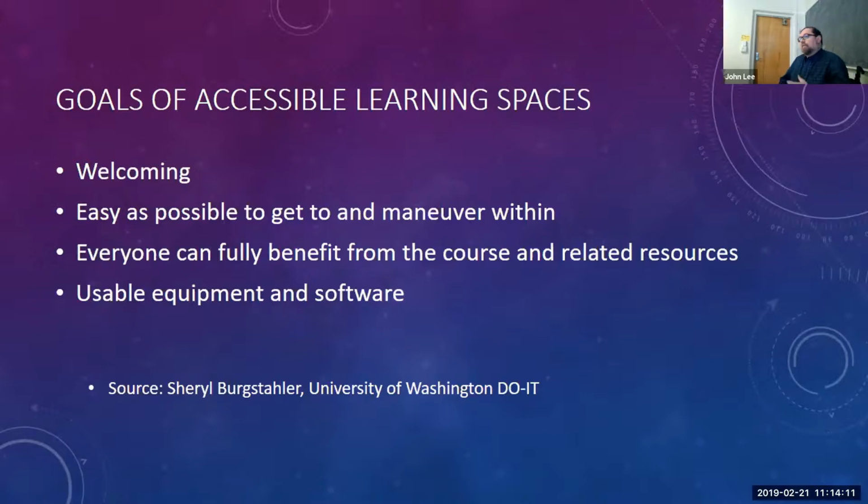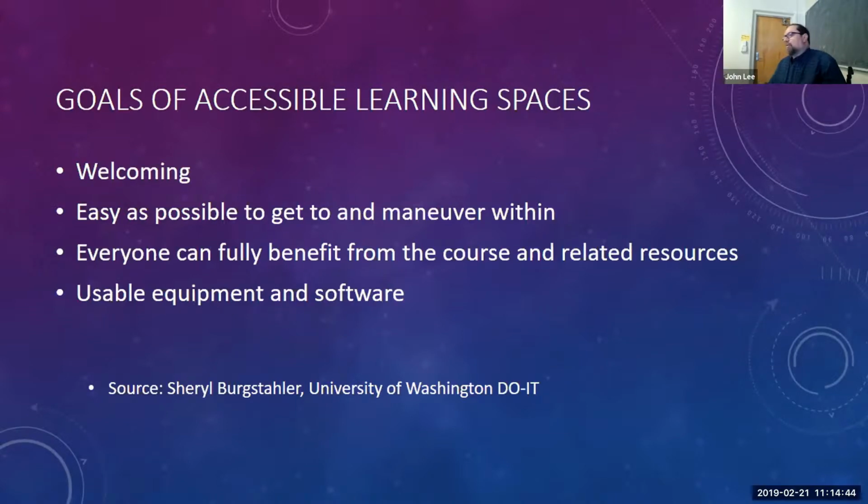And again, we're going to be speaking at this from both a mobility and a visual perspective. Everyone can fully benefit from the course and related resources, and that's courses, the physical part actually in the classroom, as well as anything that might be online, if there's an online component, like through PolyLearn. And then usable equipment and software. And being a STEM school like we are here at Cal Poly, looking at our labs and other things that we might be using in the classroom, and making sure, again, everybody can use that regardless of their ability level.